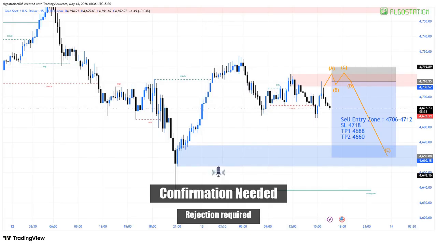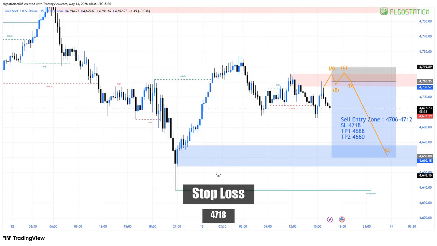Wait for rejection, bearish engulfing, or lower high confirmation inside this zone. Stop loss should sit safely above 4,718, beyond liquidity and structural invalidation. First target is 4,688 where internal sell-side liquidity rests. Second target is 4,660 into 15-minute demand and 1-hour imbalance. This setup offers roughly 1 to 3 risk-reward, making it institutionally efficient.